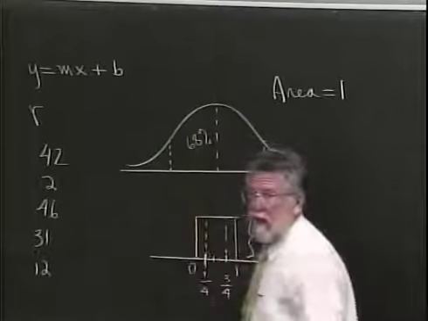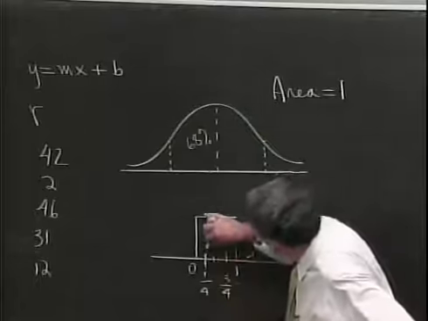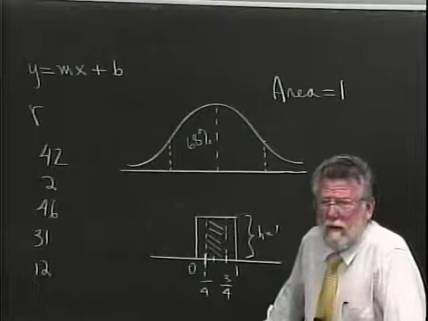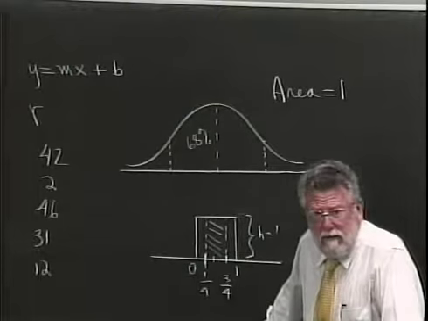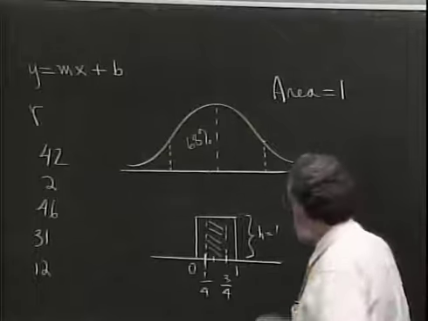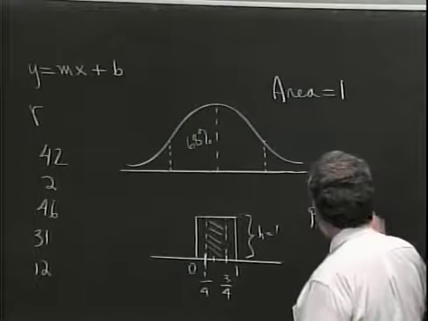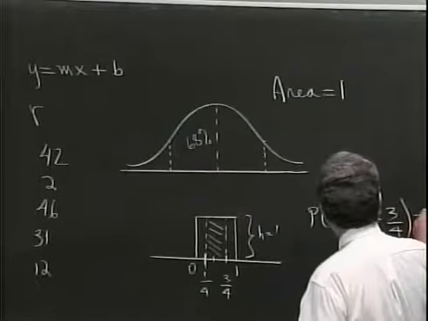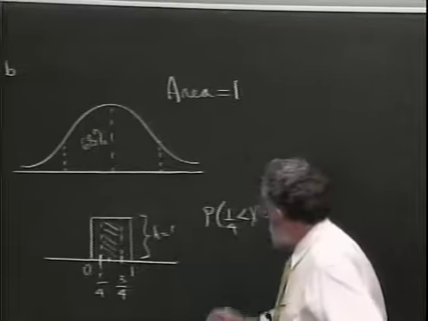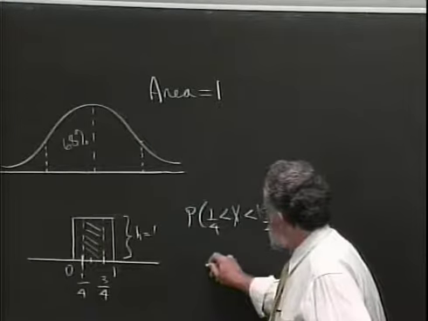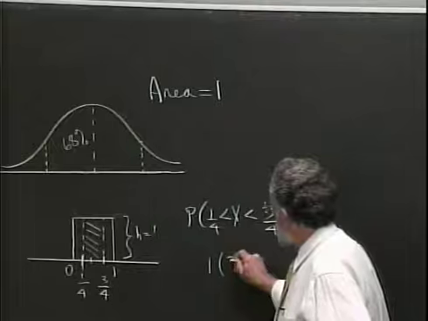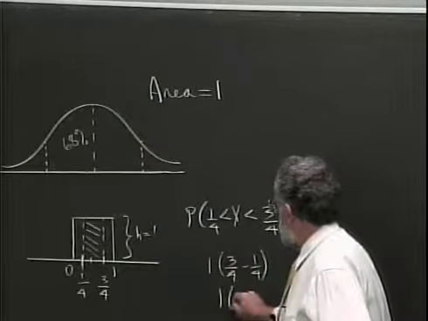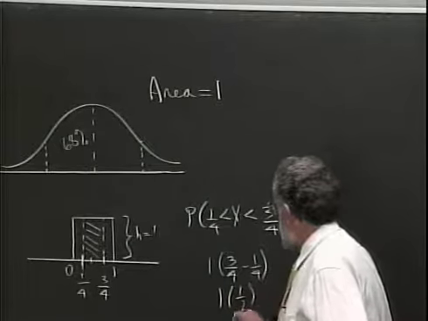Those two values. So what is the area of this rectangle between 1/4 and 3/4? It's a half. So the probability of getting a value of x between 1/4 and 3/4 is the area underneath that density curve. So it is 1 times 3/4 minus 1/4, which is 1 times 1/2, which is 1/2.